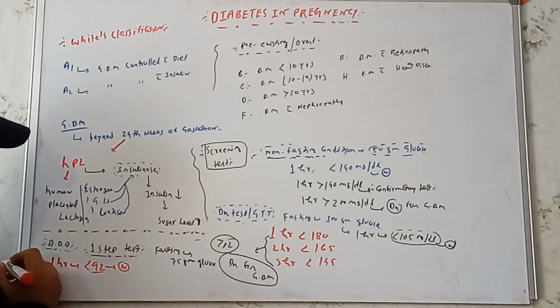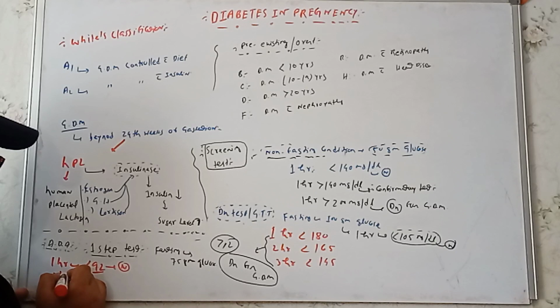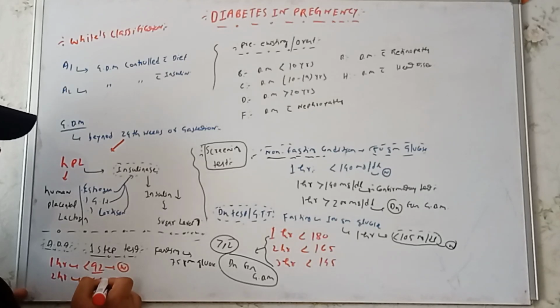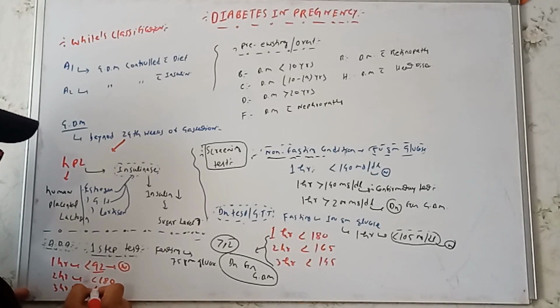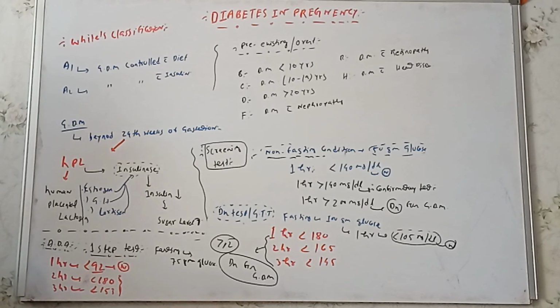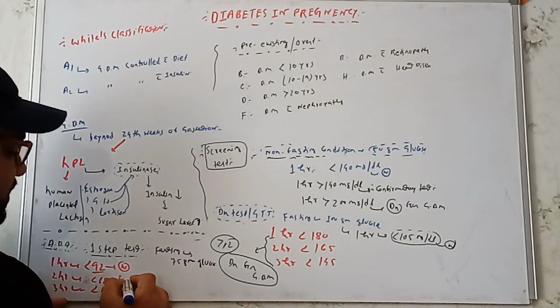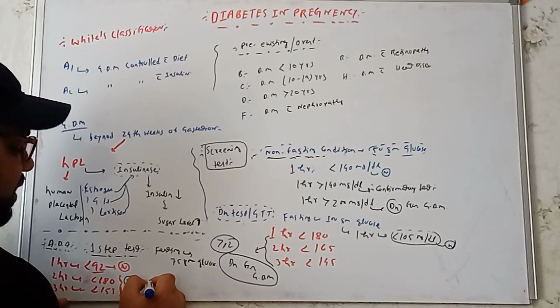And if we see, for example, after 2 hours, the value is near about 180. And after 3 hours, for example, if we see the value is 153 near about. So, if any of these two are positive over here, any one of these two positive, that means they're satisfied. So we'll go for yes, it is gestational diabetes mellitus.